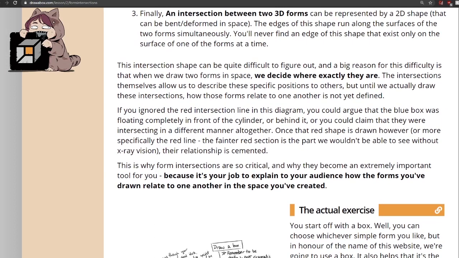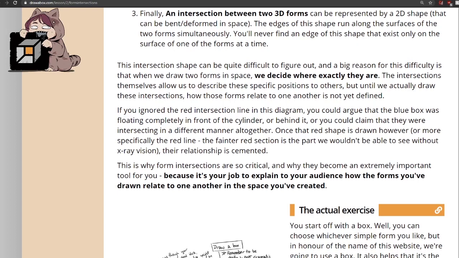Okay. This intersection shape can be quite difficult to figure out, and a big reason for this difficulty is that when we draw two forms in space, we decide where exactly they are. The intersections themselves allow us to describe these specific positions to others, but until we actually draw these intersections, how those forms relate to one another is not yet defined.